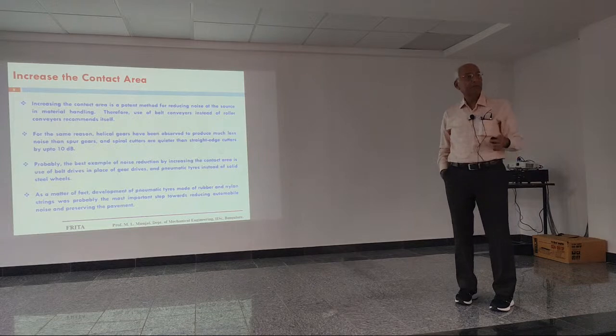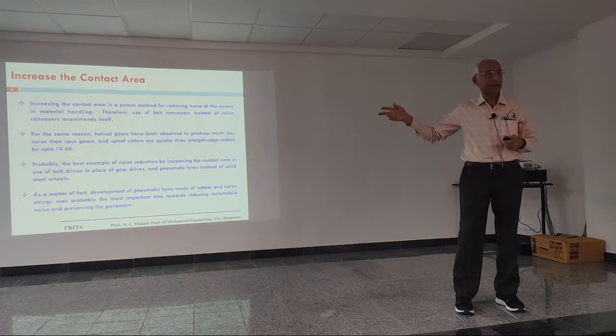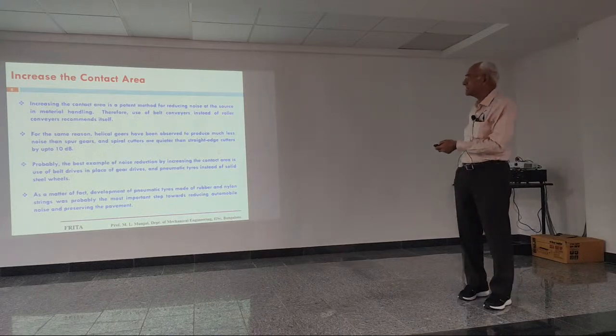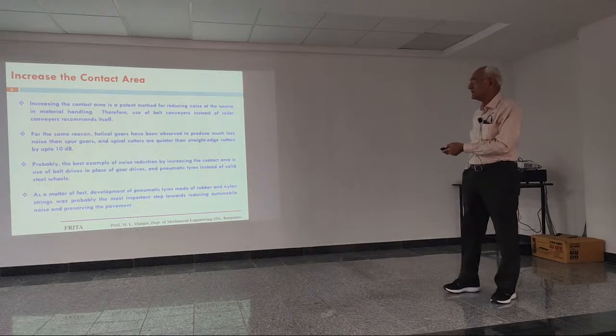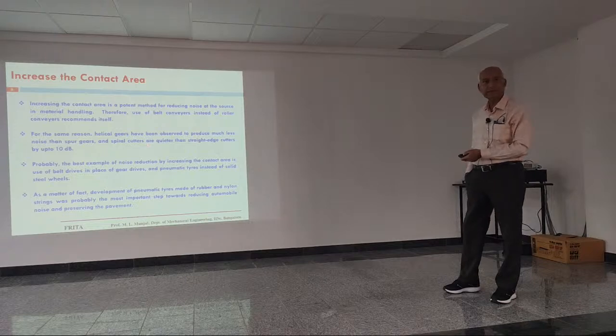This is what I was telling you. Earlier I talked about less contact time. Now I am saying more contact area to make it quieter. So I am saying increase the contact area. How do we do it? Increasing the contact area is a potent method for reducing noise at the source in material handling. Therefore, use of belt conveyors instead of roller conveyors recommends itself. For the same reason, helical gears have been observed to produce much less noise than spur gears, and spiral cutters are quieter than straight edge cutters by up to 10 decibels.